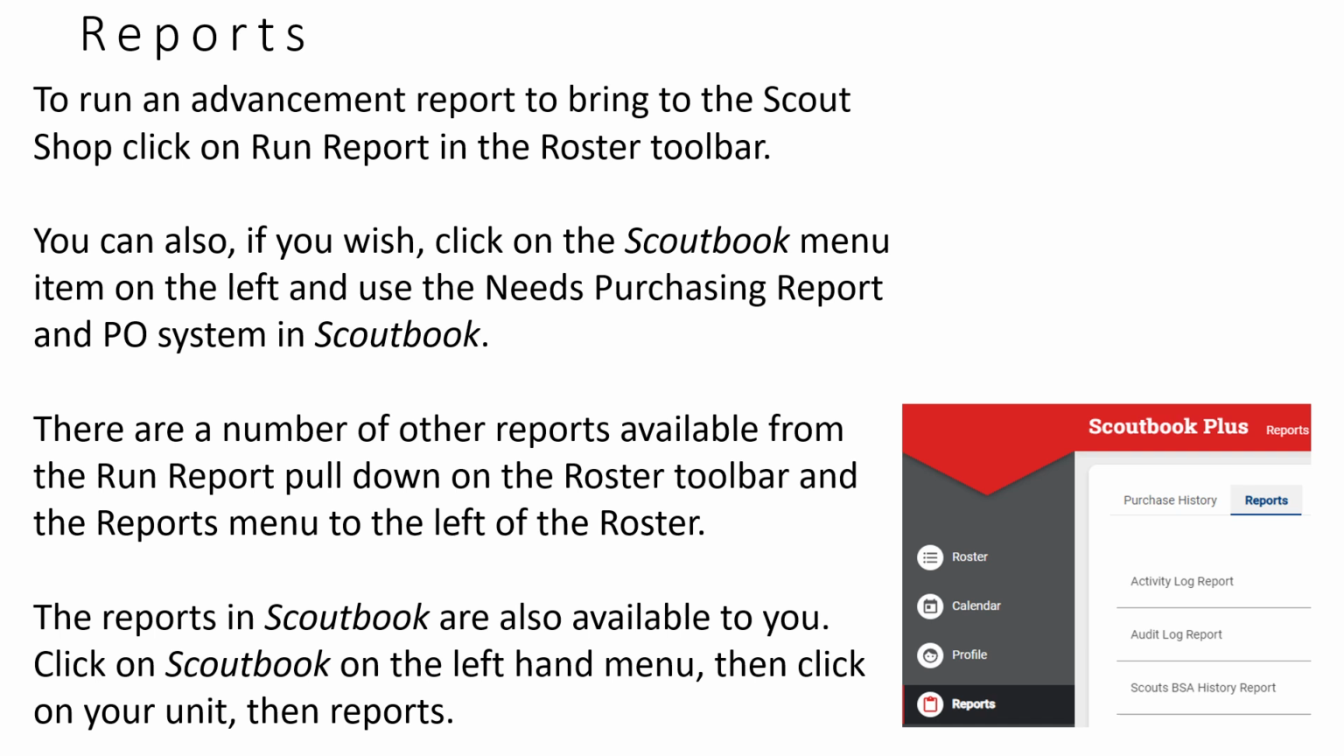There are a number of other reports available from the Run Report pull-down on the Roster Builder toolbar, on the Roster toolbar, and on the Reports menu to the left of the roster. Also, the reports in Scoutbook are available to you. To use those reports, click on Scoutbook on the left-hand menu and then click on your unit and then Reports.